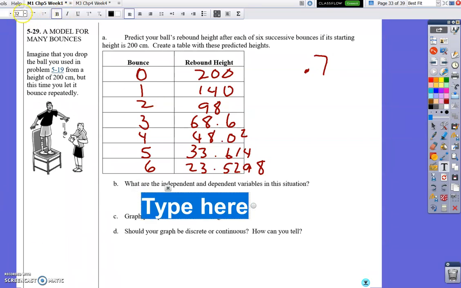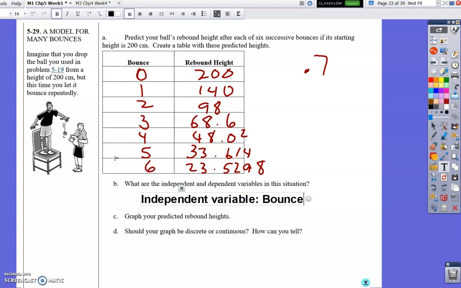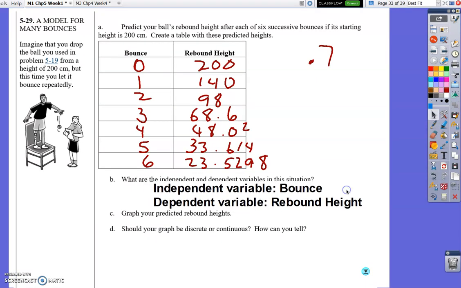In this situation, our independent variable, and I'm going to type this because my fingers are not doing great today with the writing, so I'll just type it. 16 is probably fine. So the independent variable is the bounce, and the dependent variable is the rebound height. So those are our two things. That's the answer to part D.